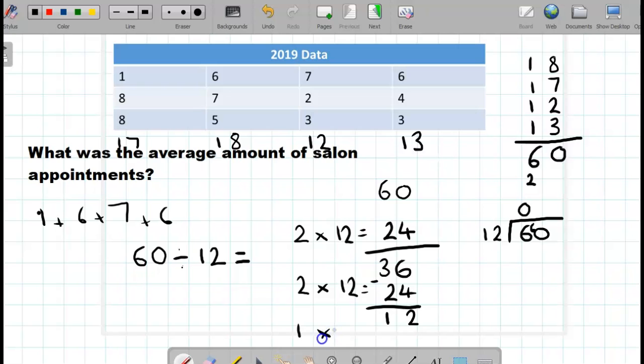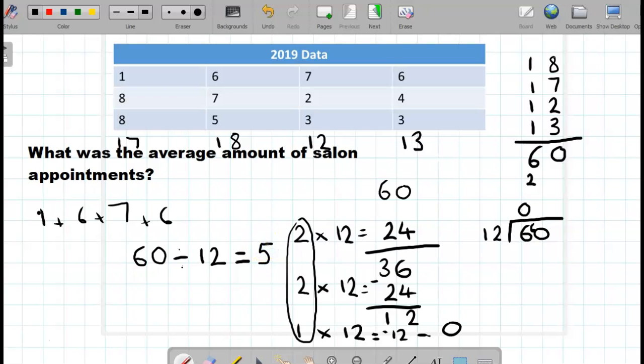So to get me to 0, I'd do 1 times 12 is 12. Take away the 12 gets us to 0. And then it'd be a case of looking at how many multiples did I use, which is 2 plus 2 plus 1, which is 5. So my answer is 5.